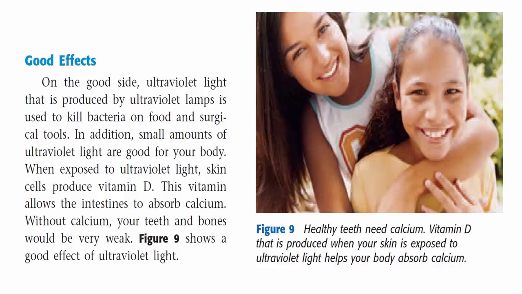Good effects. On the good side, ultraviolet light that is produced by ultraviolet lamps is used to kill bacteria on food and surgical tools. In addition, small amounts of ultraviolet light are good for your body. When exposed to ultraviolet light, skin cells produce vitamin D. This vitamin allows the intestines to absorb calcium. Without calcium, your teeth and bones would be very weak.